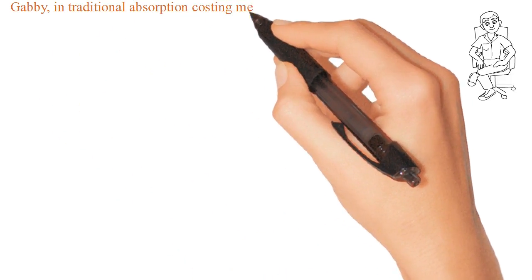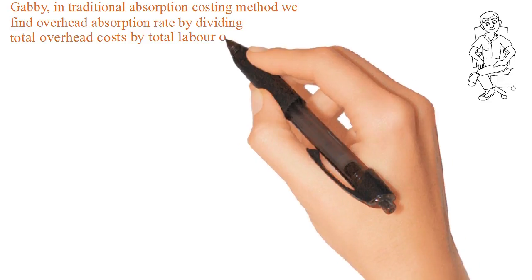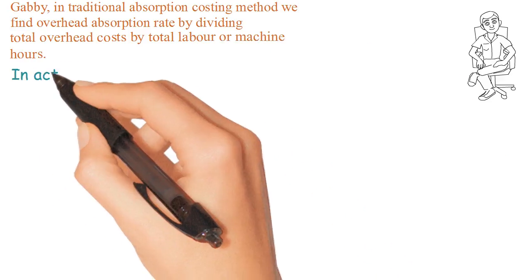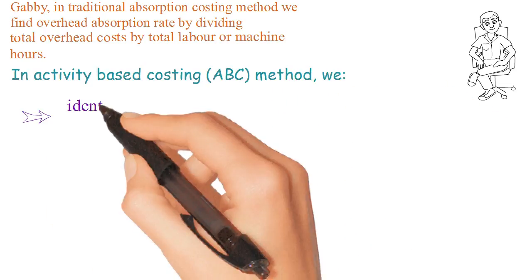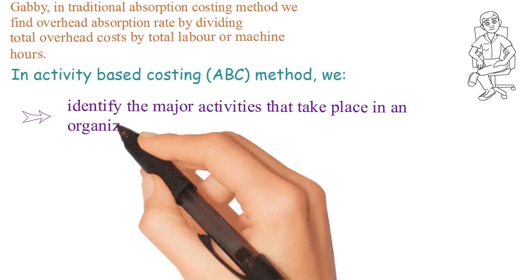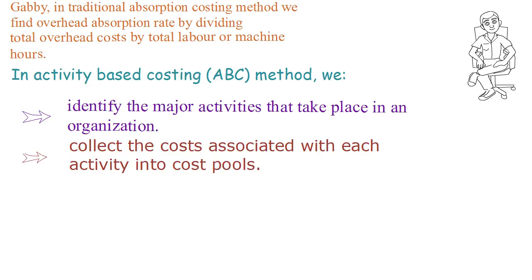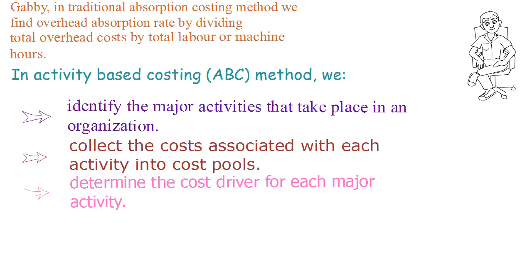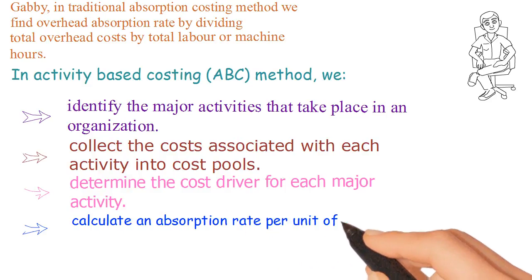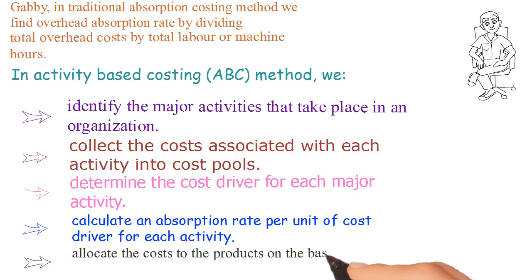Gabby, in traditional absorption costing method we find overhead absorption rate by dividing total overhead costs by total labor or machine hours. In activity-based costing, ABC, method, we identify the major activities that take place in an organization. Collect the costs associated with each activity into cost pools. Determine the cost driver for each major activity. Calculate an absorption rate per unit of cost driver for each activity. Allocate the costs to the products on the basis of the cost driver.